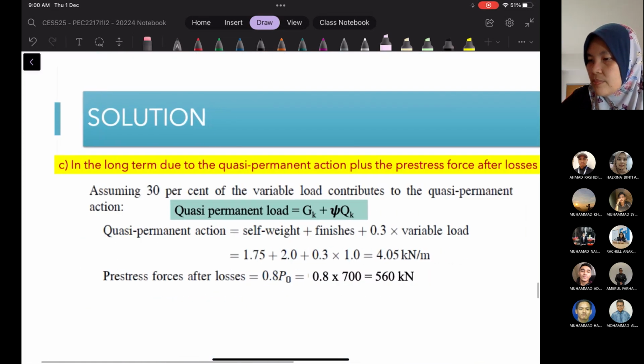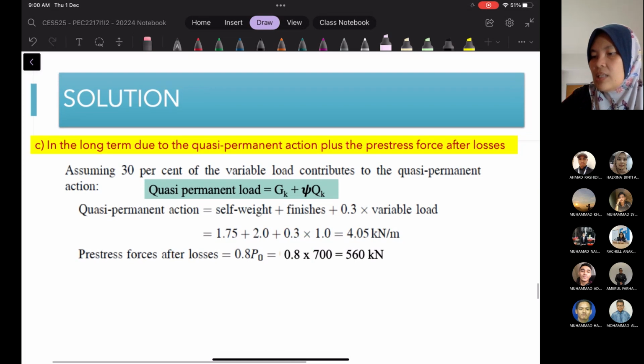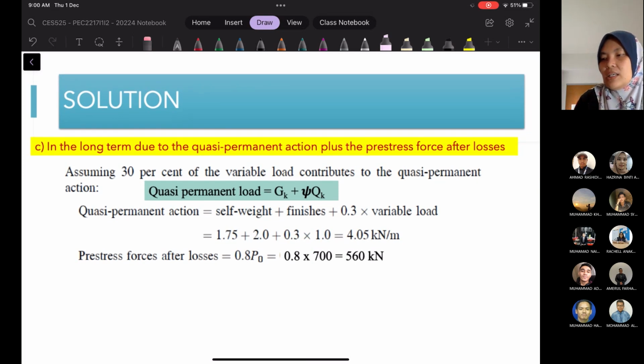Then the next one is in the long term, due to the quasi-permanent action plus the prestress force after losses. Basically, when we say long term, it means that now we are going to consider the service load. It is no longer in the transfer stage, but now we are going to consider the service load as well. Assuming 30% of the variable load contributes to the quasi-permanent action.